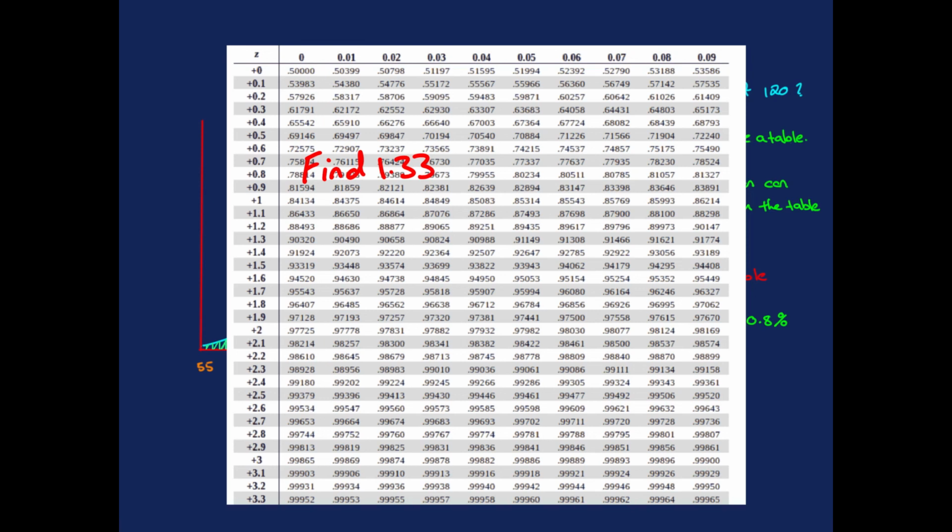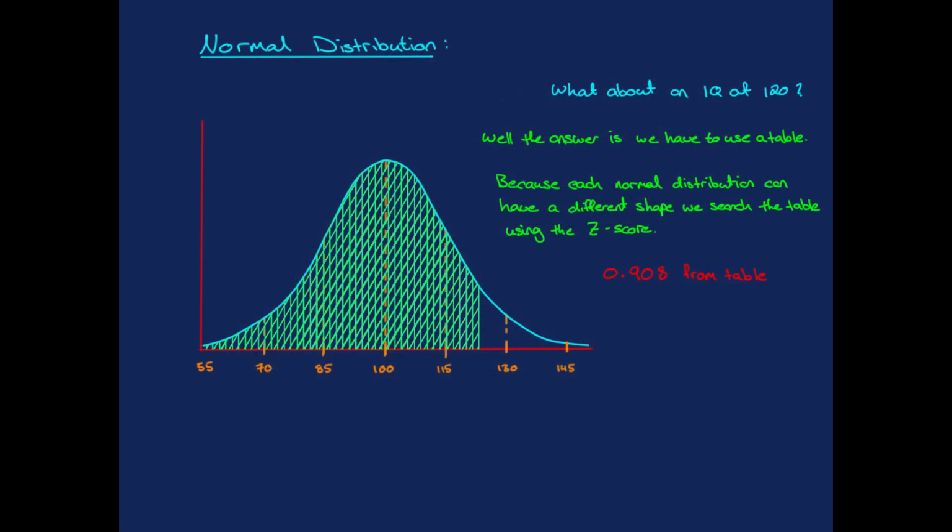So now let's find our value of 1.33. The table is broken up into the integer value and the first decimal point along the rows, and then the second decimal point along the columns of the table. So we find the row starting with 1.3, and the column starting with 0.03, and where they meet, that is the value that we want. In this case, it's 0.90824. But let's just take the first 3 decimal places. What this means is that the area under the curve is 0.908, which, multiplying by 100, gives us 90.8%. So an IQ of 120 means that a person scored higher than 90.8% of the population.